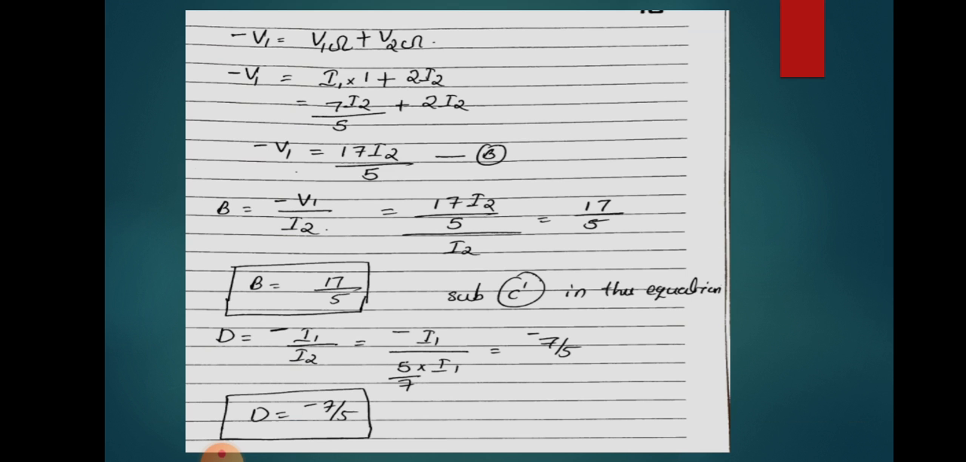So instead of I1 you can write 7 I2 by 5, or instead of I2 you can write 5 by 7 into I1. So I1 by I1, or I2 by I2, will get cancelled. So you will get 7 by 5, and there will be a negative sign, that is minus 7 by 5 is the D value. So now you got the different transmission parameter values A, B, C and D.